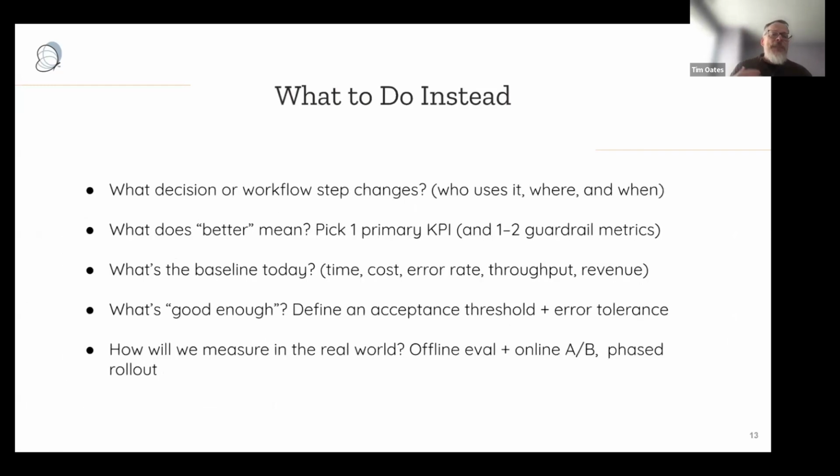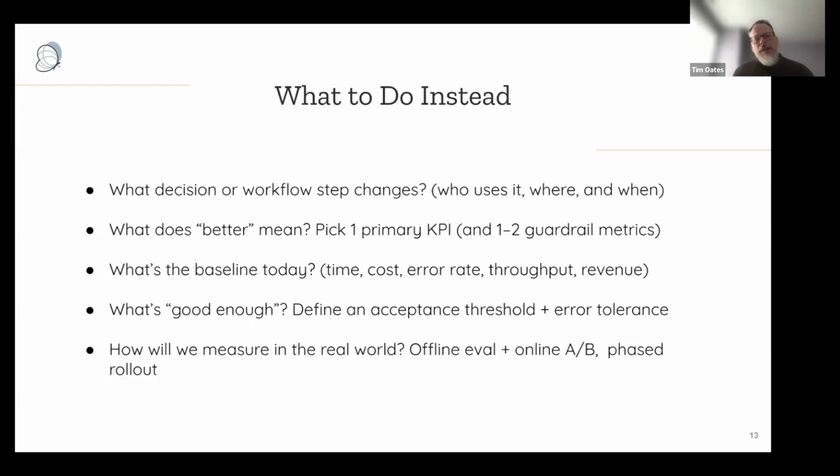And so, here's what to do instead. This is going to sound like common sense, but I think with the fear of missing out, sort of Alice in AI land, people want to charge headlong. You need to think about what's the decision that you're trying to impact? What's the workflow that you're trying to change? Who uses it, where and when? What does better mean? I think picking a single primary KPI, the key performance indicator, is a good idea. And then have a couple of guardrail metrics. And actually, guardrail metrics in this case, we'll look at the next slide.